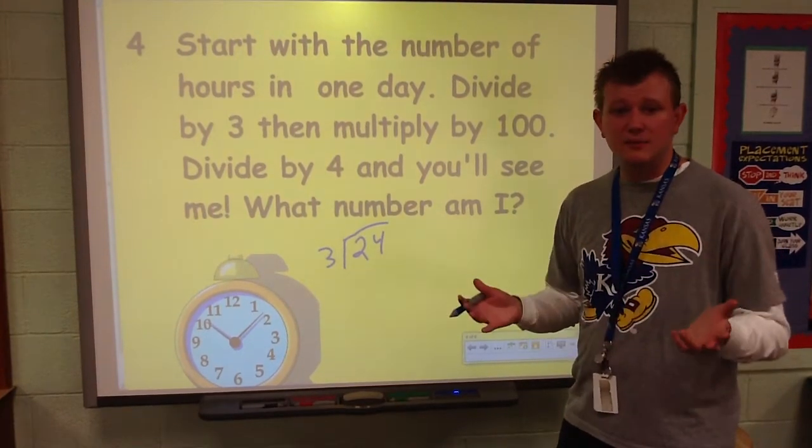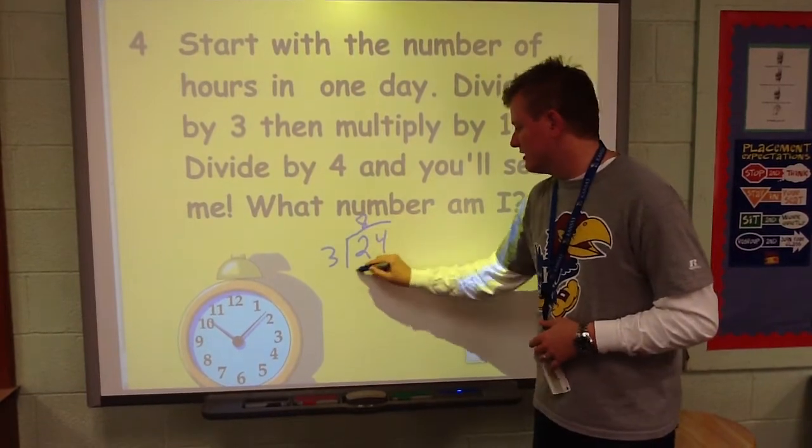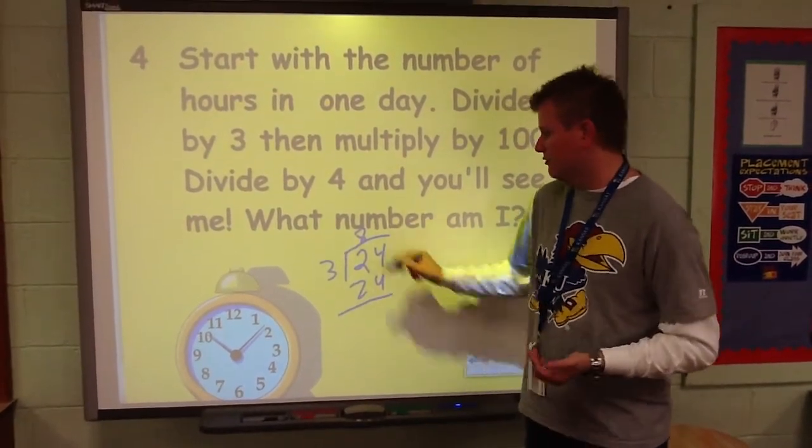9, oh, well, so I can skip count. Or, this is an easy one. This is a fact family, right? 8 times 3 is 24. Okay? No remainder. So my answer is 8.